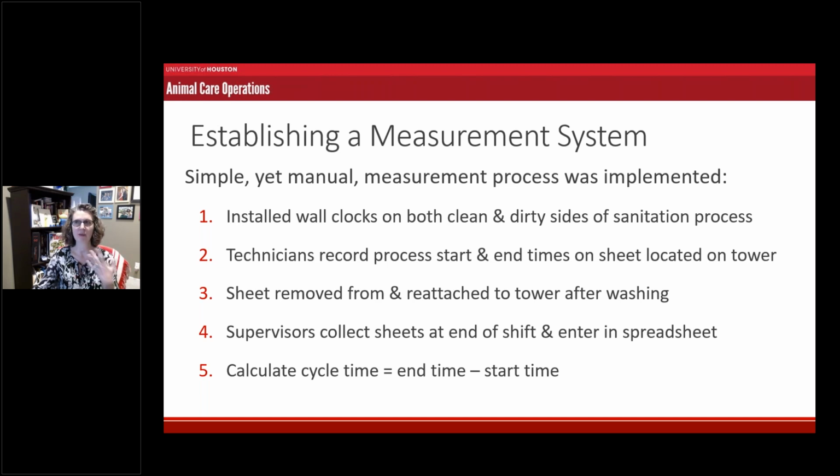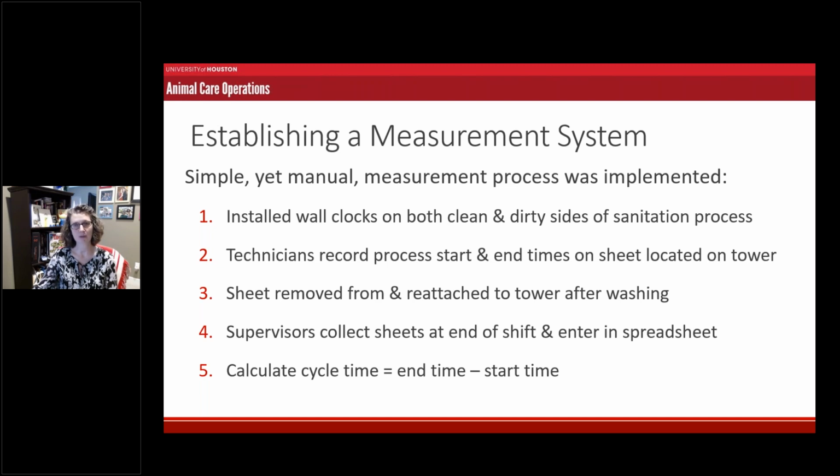Well, in order to get a baseline measurement of current process performance, or in this case, how long it was taking at the start of this project to sanitize the mouse cages, we need to have a measurement system. And this is something I think will resonate with a lot of people. There might be a lot of things that you do, but you don't necessarily have a good way to measure them. And that was the case for the cage sanitation process.